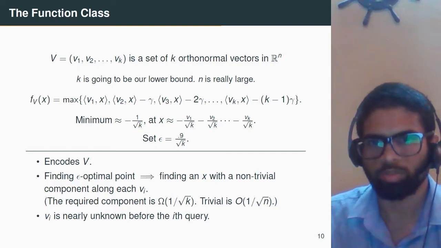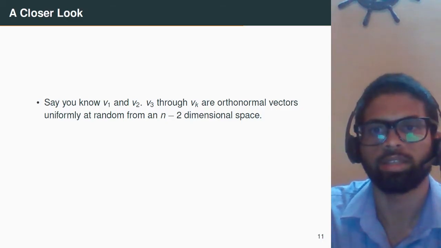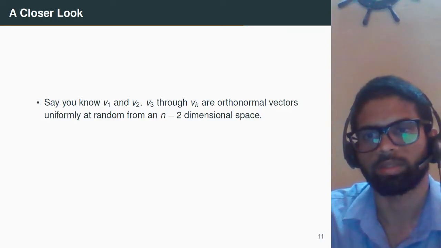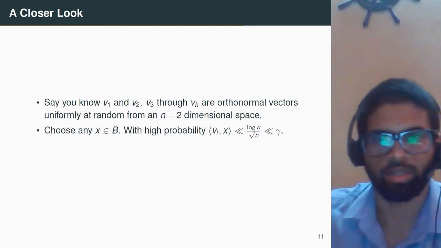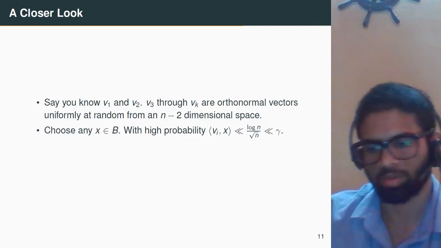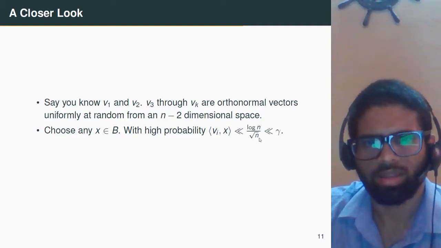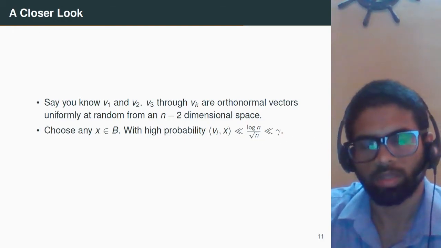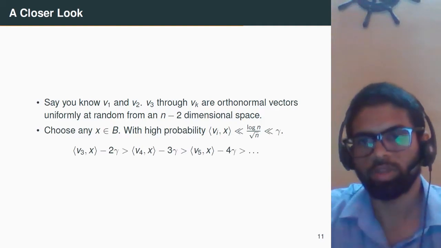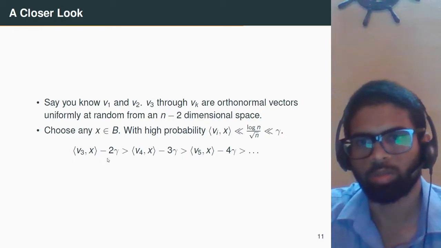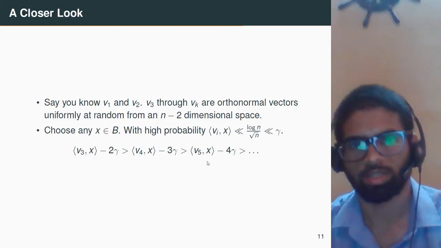So what do I mean by vi is nearly unknown before the ith query? Suppose you know v1 and v2, and you know nothing else about v3 through vk. So they're still uniformly at random from an n-2 dimensional space. If you take any x in the unit ball, with high probability, vi inner product x is going to be around order 1 by square root n, because vi is uniformly at random from a high dimensional ball. And with exponentially small probability, it's going to be as large as log n by square root n. And we can keep n large enough so that this is smaller than gamma. So with high probability, each of our v3 inner product x, v4 inner product x, and so on are much smaller than gamma. And so if we look at these terms starting from the third term, v3 inner product x minus 2 gamma is approximately minus 2 gamma. v4 inner product x minus 3 gamma is approximately minus 3 gamma. So this is the order of the later terms, apart from v1 and v2.